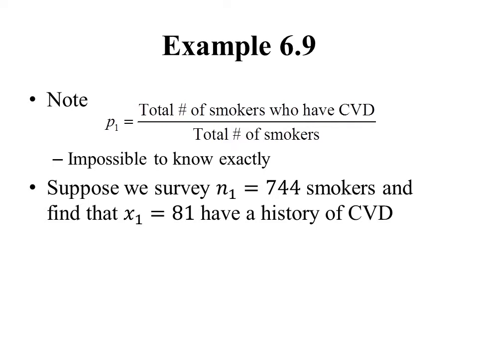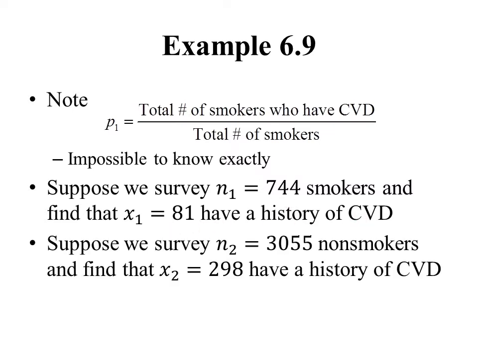So suppose we go out and we survey 744 smokers and find that 81 of them had a history of cardiovascular disease. Likewise, suppose we survey 3,055 non-smokers and find that 298 of them have a history of cardiovascular disease.